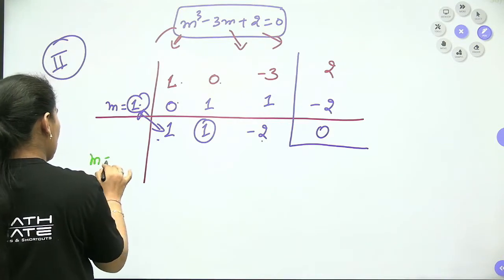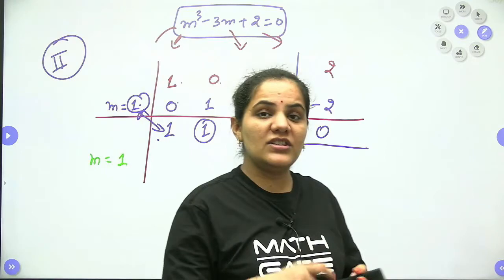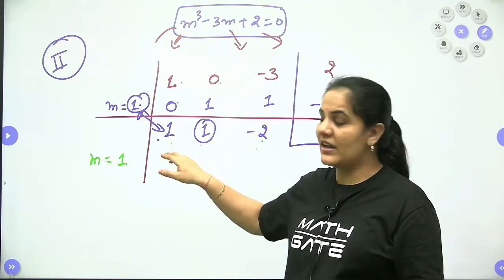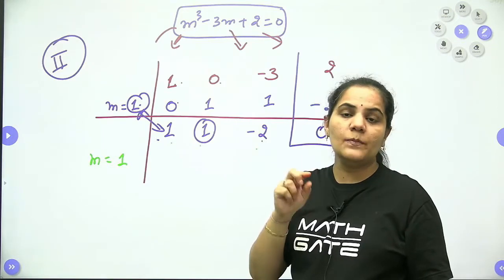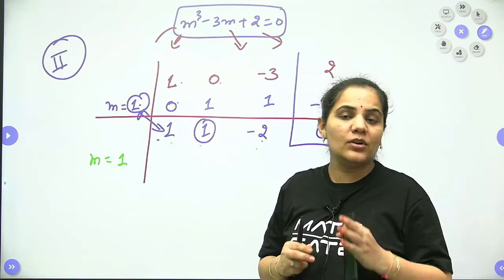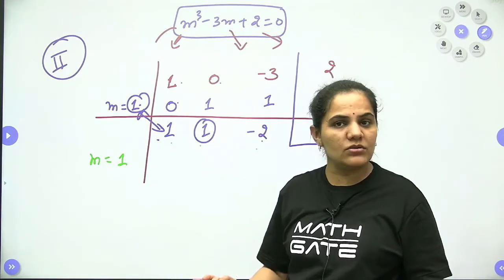Now let's approach again with m is equals to 1. Why am I writing m is equals to 1 again? Because just look at the coefficients we are having: 1, 1 and minus 2. You can see again 1 plus 1 is 2 and 2 minus 2 is 0. So again the sum of the coefficients is equals to 0, so that's why you can repeat m is equals to 1.